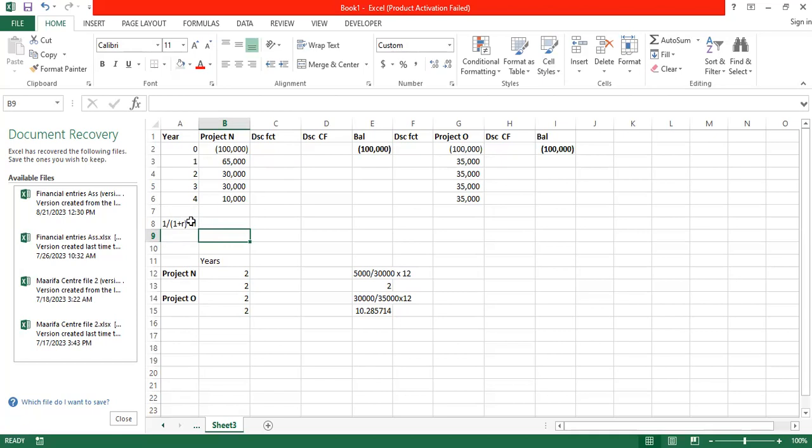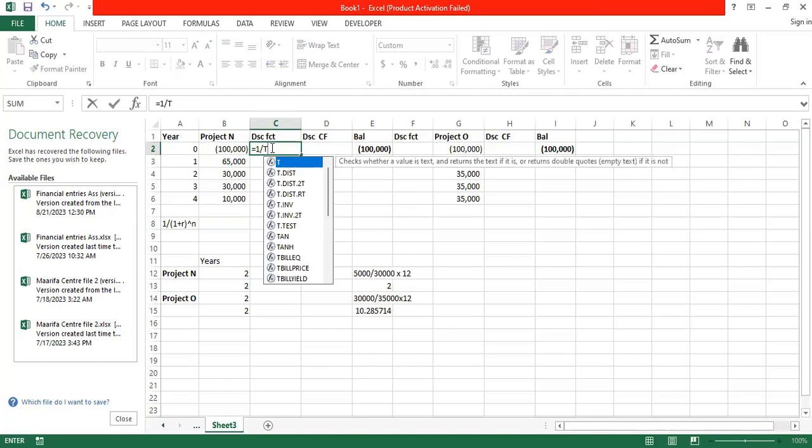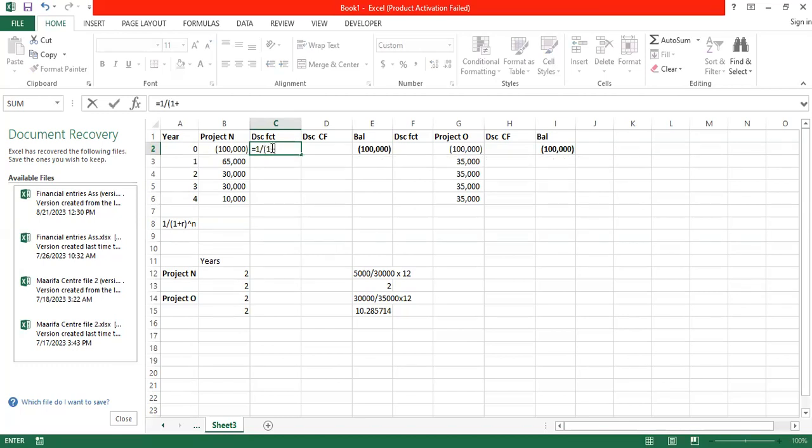If you don't have access to tables, or you could just put that on the calculator, but it's a lot, if you're using Excel, it's a lot easier for you to have a formula there. All right, so this is going to be 1 divided by 1 plus the rate that is used there, which is 12%, so 0.12, to the power of the year, right? To the power of the year.